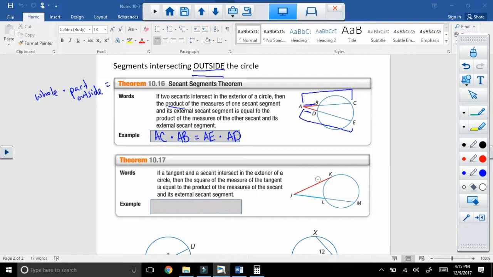So in this case, when I'm looking at this tangent, the whole thing and the part outside are one and the same. So what it says is, if a tangent and a secant intersect on the outside of a circle, the square of the measure of the tangent. So if you were thinking about the whole thing times the part outside, they're the exact same part. And when you multiply something by itself twice, you just square it, equals the product of the measures of the secant, so the whole thing, and its external secant segment. So that would be JL. This is what I remember.